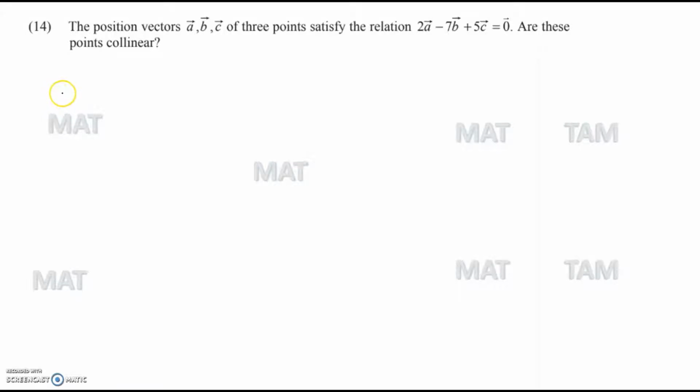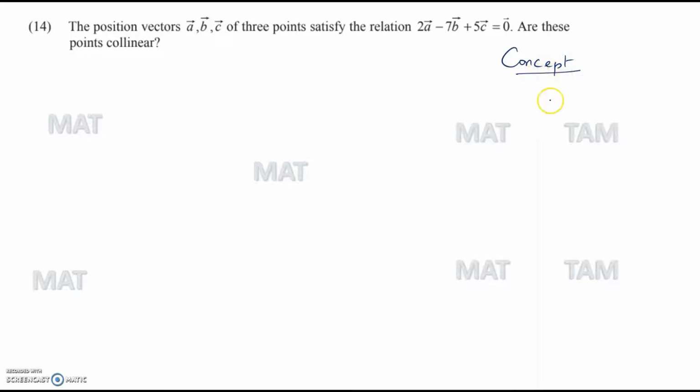In this video, we will solve problems from exercise 8.2. Question number 14: the position vectors a, b, c of 3 points satisfy the relation 2a vector minus 7b vector plus 5c vector is equal to 0 vector. Are these points collinear? Let's understand the concept and the methodology that we're going to follow.